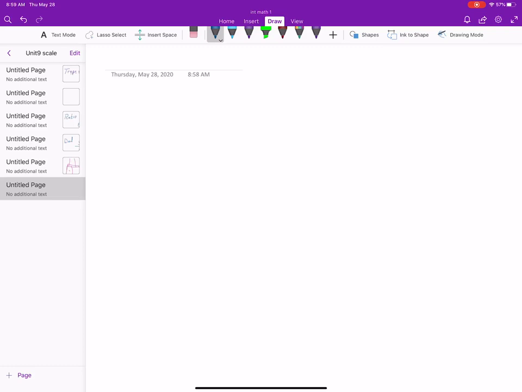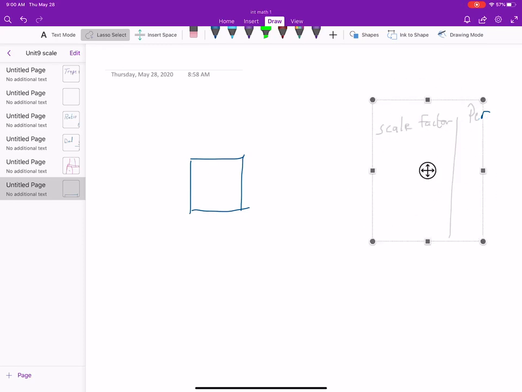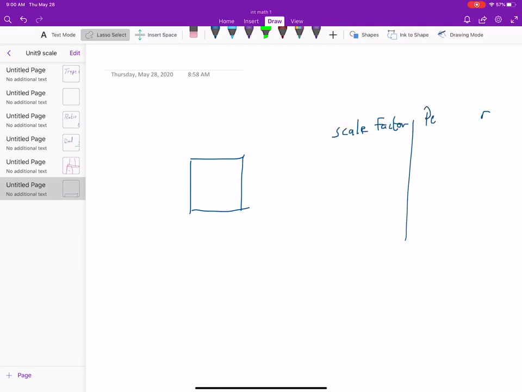All right, now let's talk a little bit about the scale factor. So we started out with a square, and then I said, okay, I'm going to put scale factor here, and then I'm going to put perimeter right here. I want to lasso this a little bit because I want to move it over. There we go. Okay, and I'll just get rid of that R. All right, put that there, and then put area here.